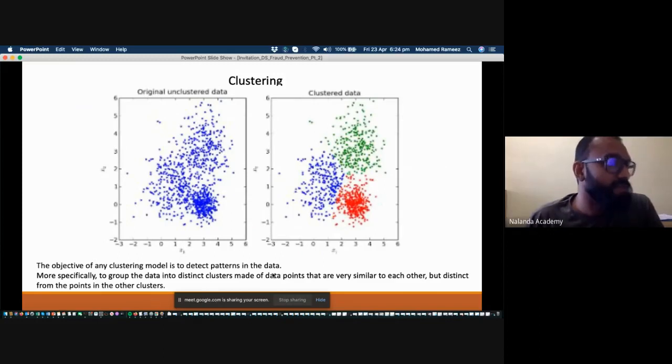The objective of any clustering model is to determine patterns within data. If you give it these data points where your features are x1 and x2, the method of clustering will show you there are now 3 main clusters. But do you know there are only 3 main clusters? Let's see.